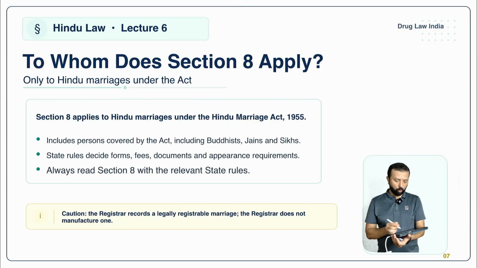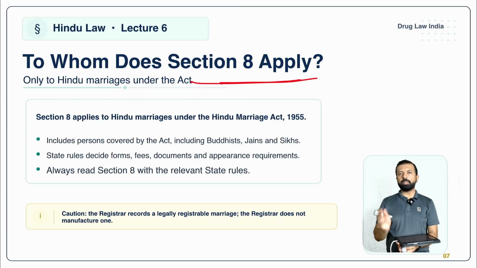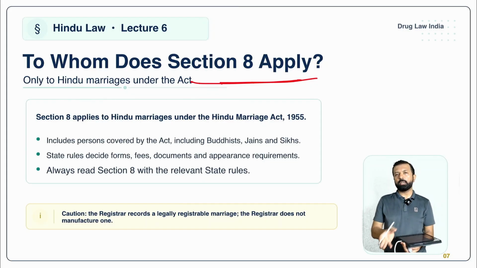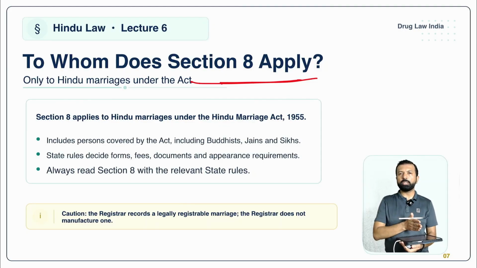Now the question is, to whom does this act apply? So this act applies to whoever is a Hindu, and if you have seen lecture 1 in this series, you will understand the definition of a Hindu. Hindus are people who are not Muslims, not Christians, not Jews, not Parsis, and Hindus will also include Buddhists, Jains and Sikhs. So section 8 applies where a marriage is legally a Hindu marriage as per this act.